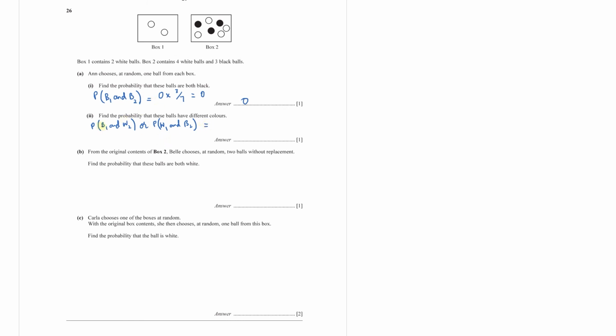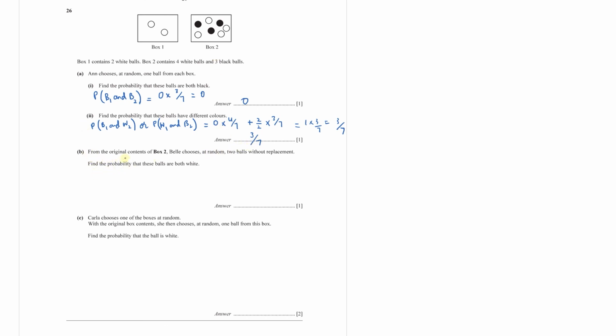So what is the probability of getting a black from the first one? It's 0. And white from the second one is 4 whites over total 7. Or you get white from the first one, which has a probability of 2 by 2, which is 1, times getting a black from the second, which is 3 by 7. 3 black balls and total 7. So 0 times anything is 0, plus 1 times 3 by 7 is 3 by 7. So the probability of getting two balls that have different colors, if you pick one from box 1 and one from box 2, is 3 by 7.